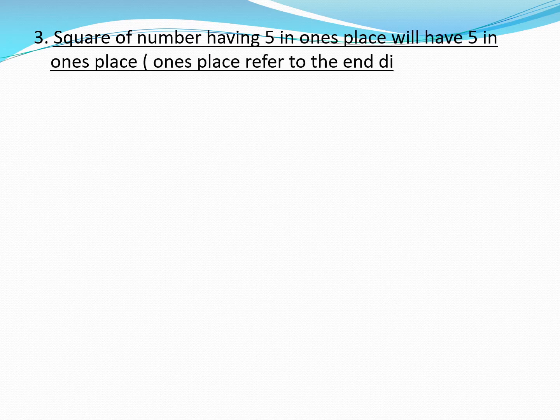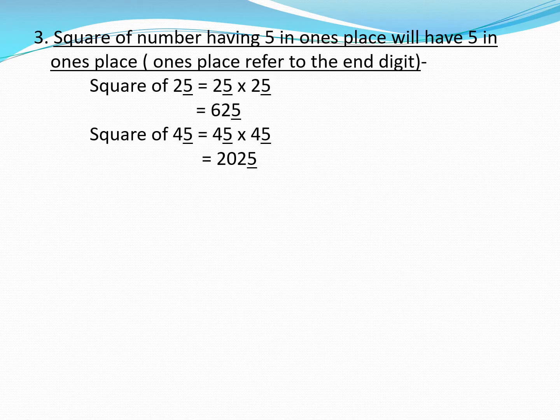Third property: square of a number having 5 in ones place will have 5 in ones place. For better understanding, I have given here that ones place refers to the unit digit. That means if you take a number, say the square of 25. 25 is a number that ends with 5. The digit in ones place is 5. So the answer that you get is 625. Even in this answer, you see the ones place has digit 5.